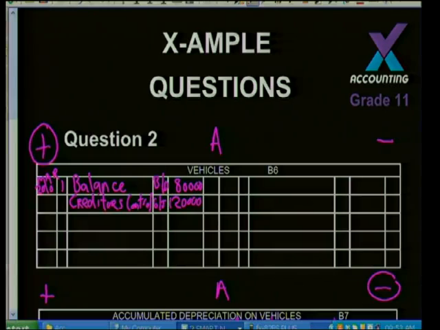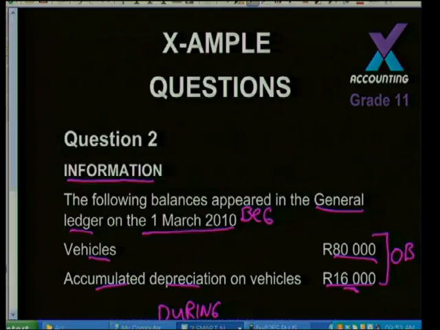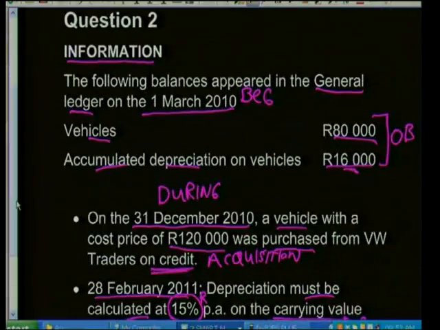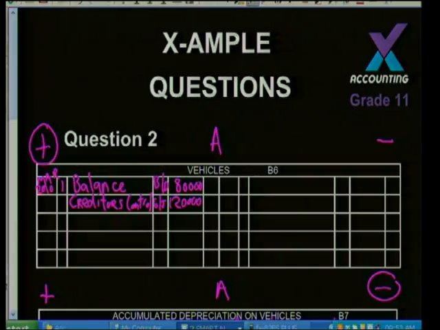Okay, and the actual date of purchase, let's go back to the info. It was purchased on the 31st of December 2010, so we've got to fill that in as well. So purchased on the 31st of December 2010. Okay, simple. Not difficult at all, guys. So I've now recorded my acquisition or the purchase of this new vehicle. Right, let's now go to our next bit of information.